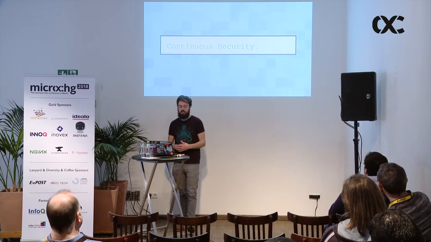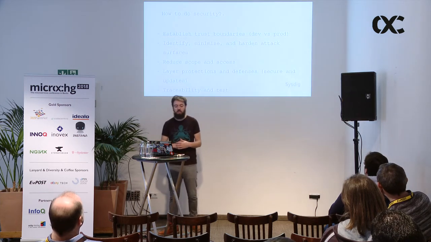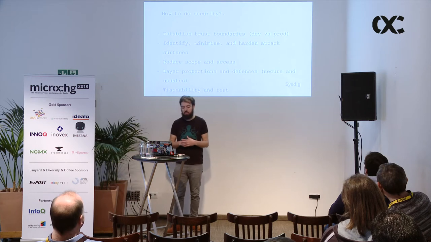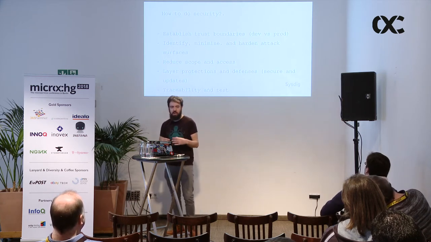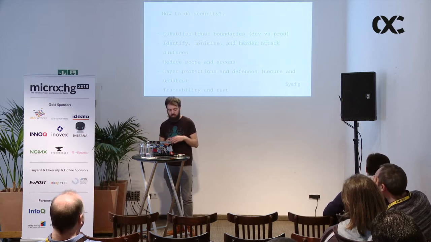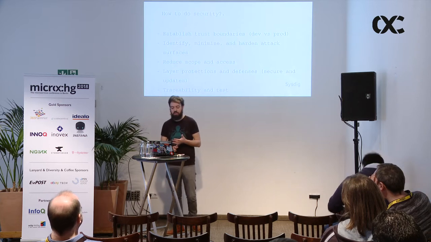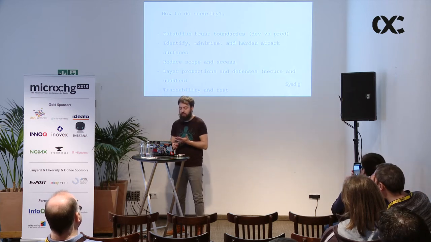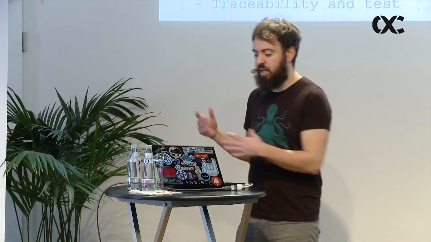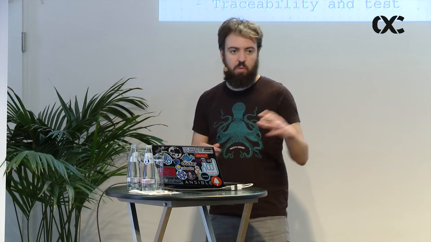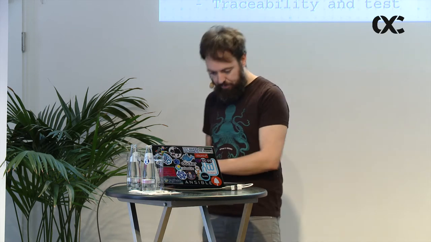But what about security? First of all, we need to understand what we mean by security. I have tried to summarize what we mean by security in these five points. First of all, with security, we want to establish trust boundaries. So we want to understand who has access to dev, who has access to prod, and what kind of images I trust in one environment and in the other one.